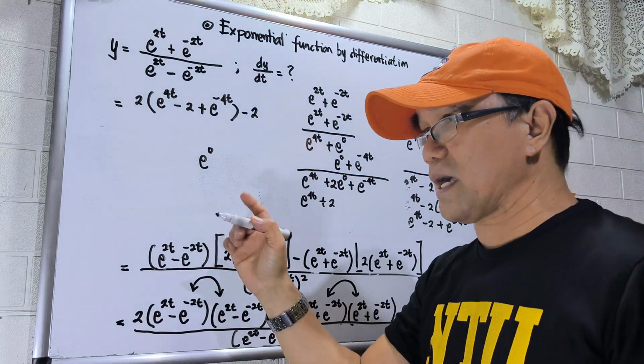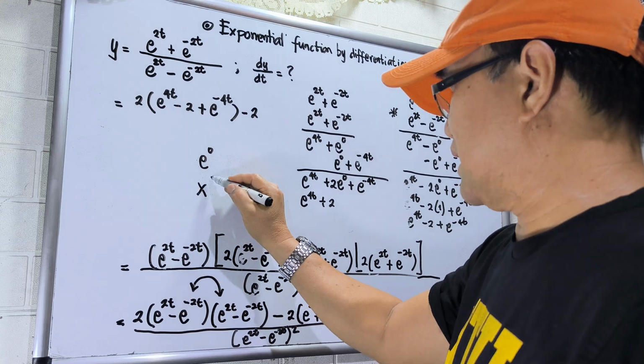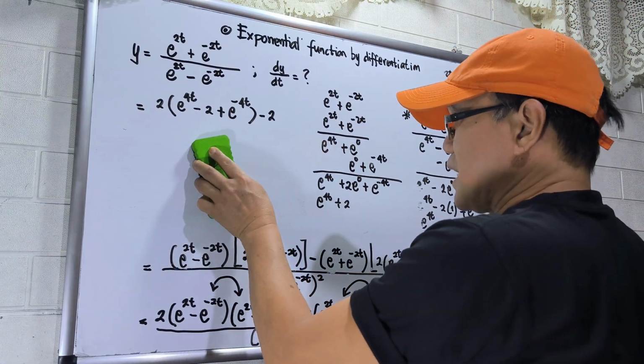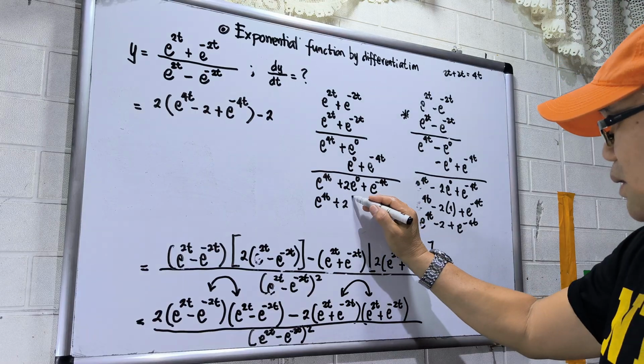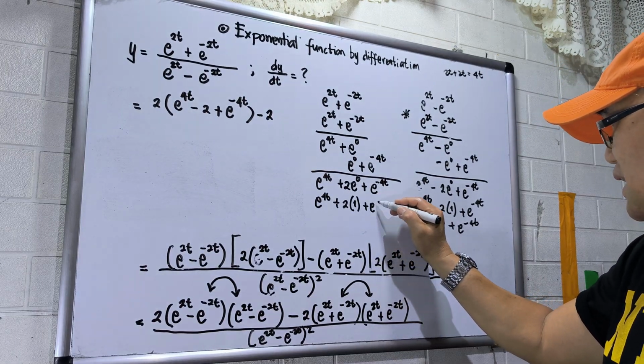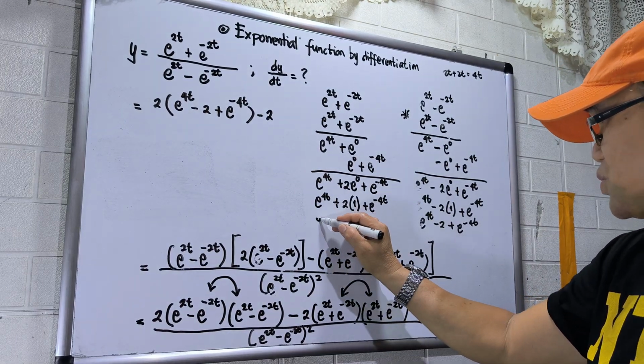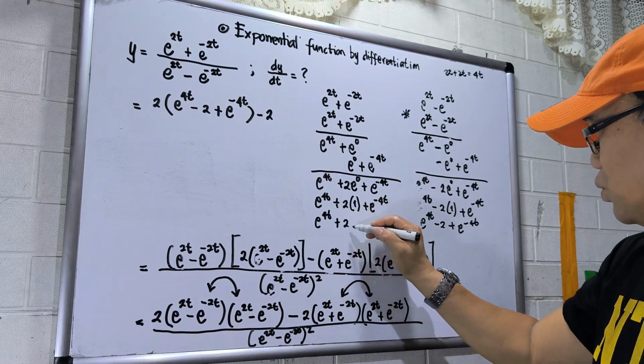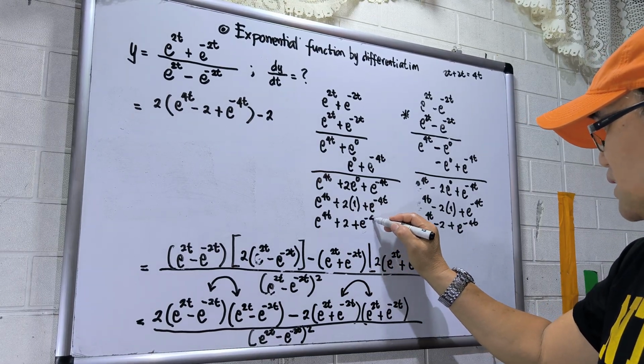Anything variable except 0, just like e to the x to the 0, that will be 1. So, e to the 0, that will be 1, except 0. Okay? So, this will be 1. Then, plus e to the negative 4t. So, this will be e to the 4t plus 2. Then, plus e to the negative 4t.